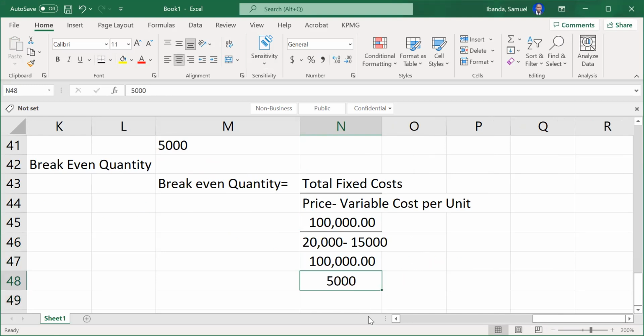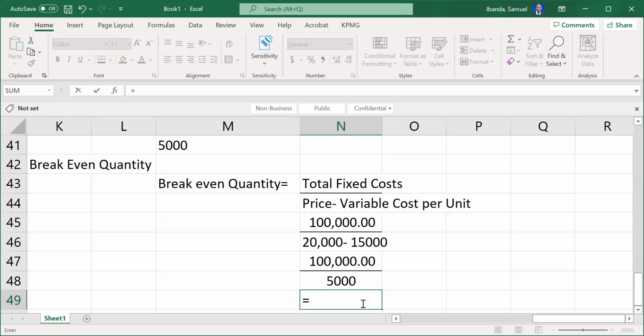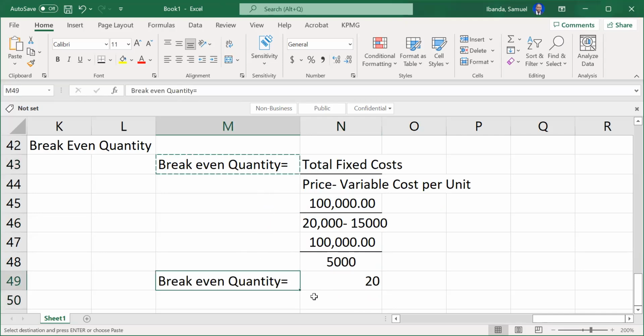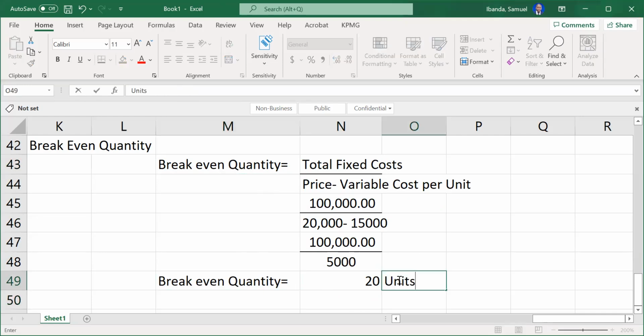And at the end of the day, what shall we get? 100,000 divided by 5,000 gives you 20. So the break-even quantity is 20. You can even go ahead to call them 20 units or 20 shirts. That is the break-even quantity for ABC.